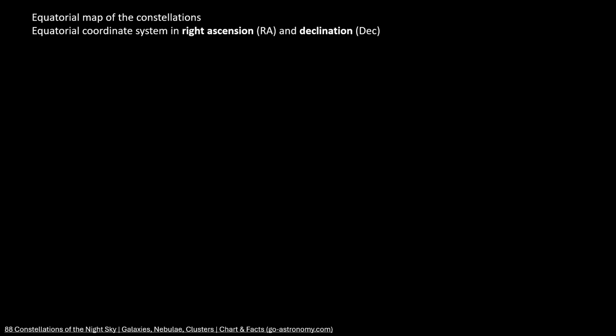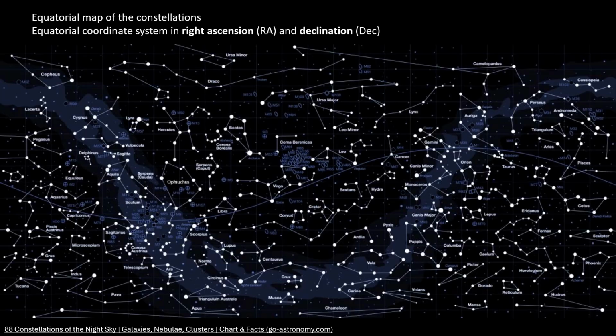In theory, on the equator, an observer can see all the stars. I found this really cool equatorial map of constellations. The x-axis and the y-axis are right ascension and declination. I found the dog star, Sirius, right here.